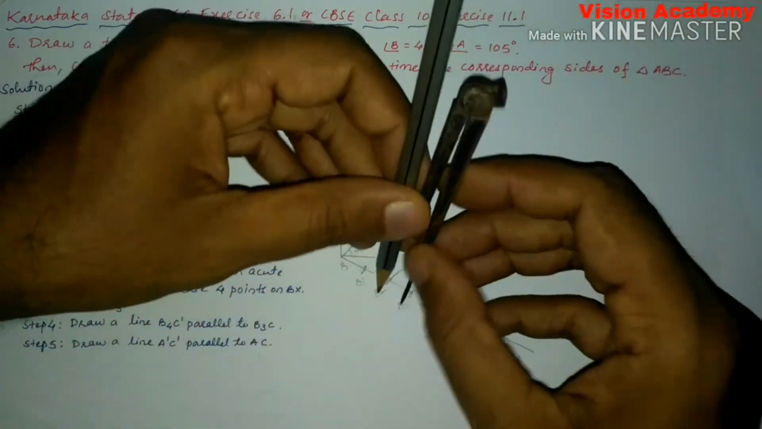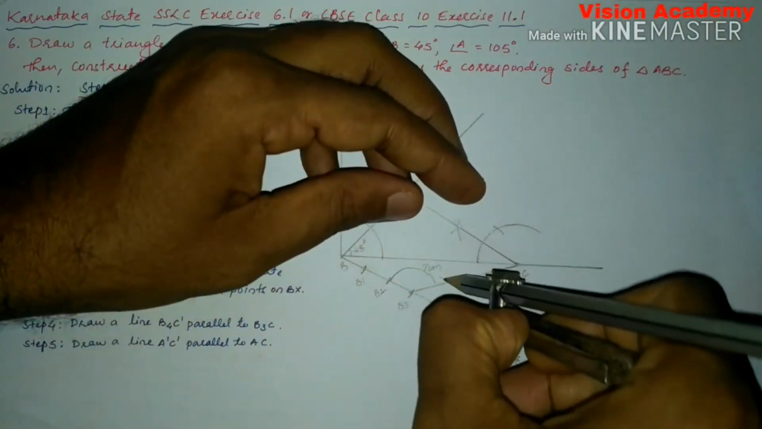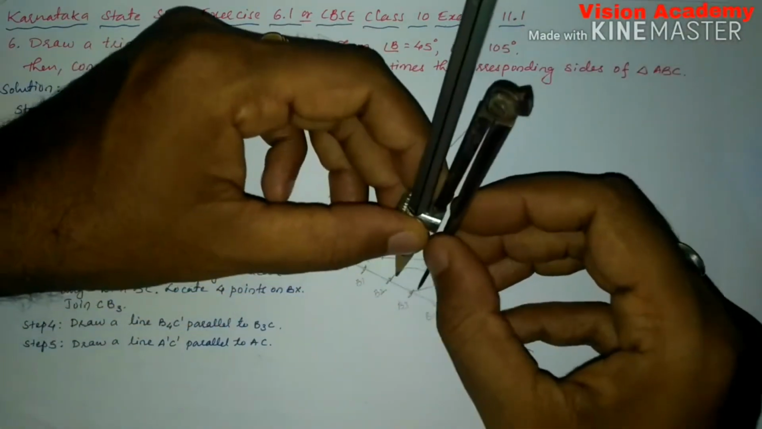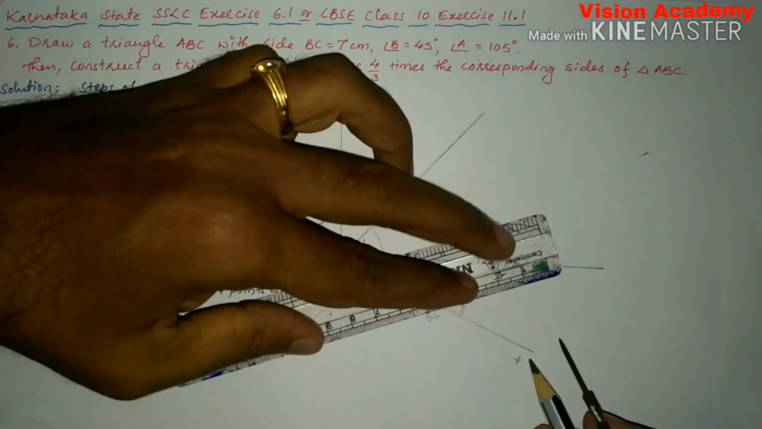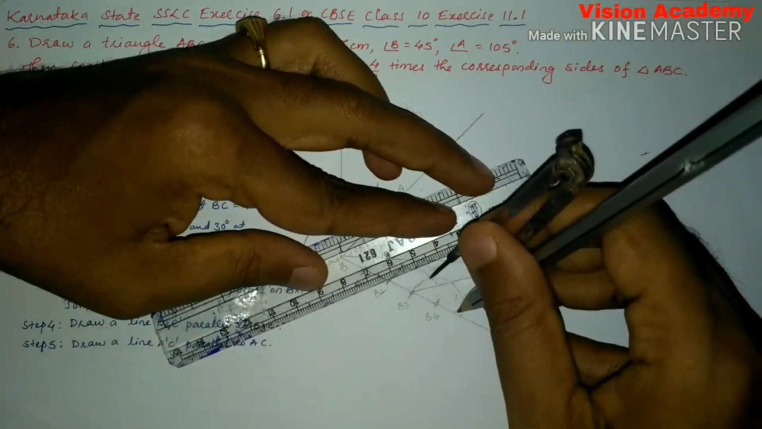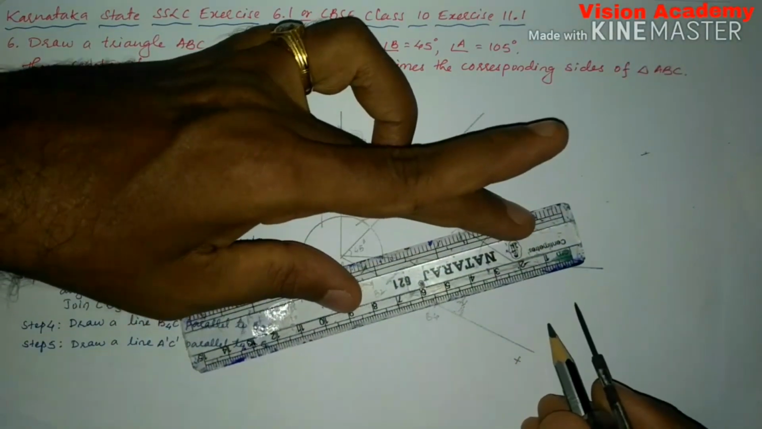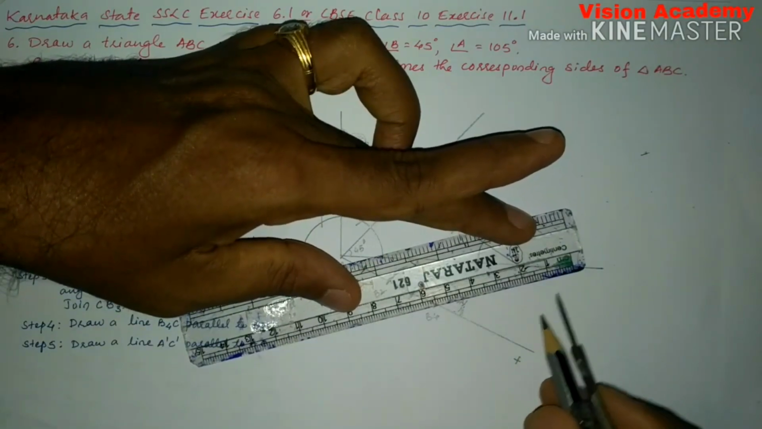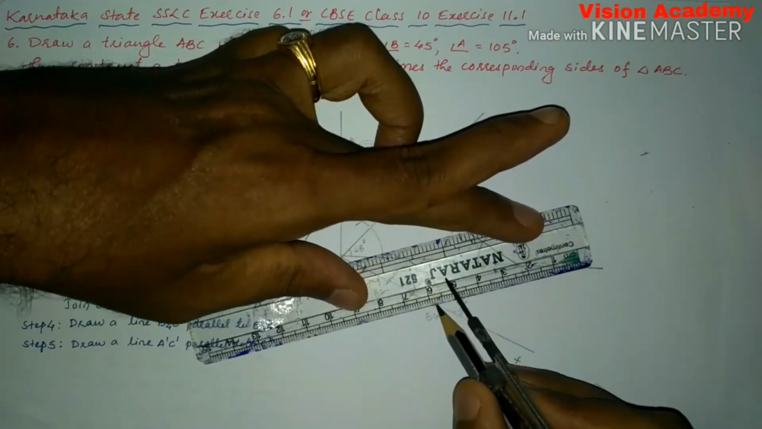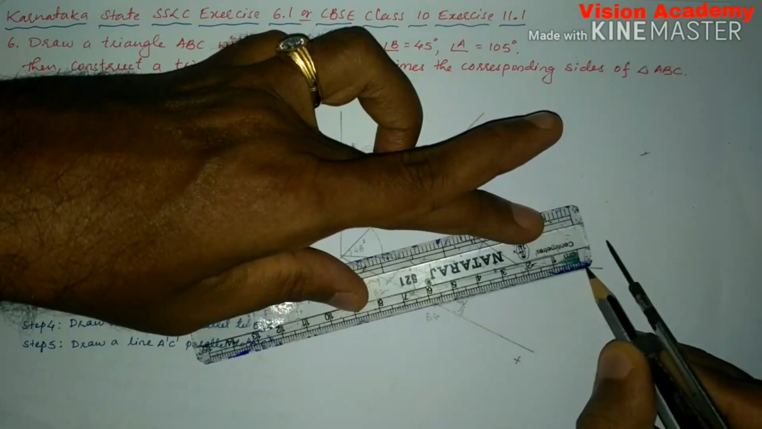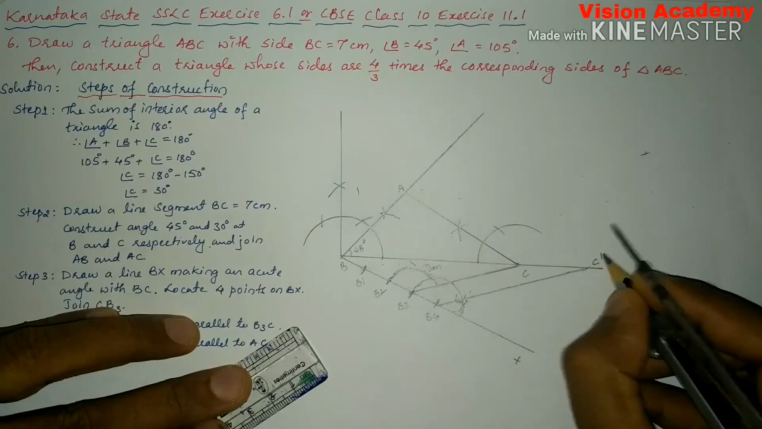Next we'll take the size of this arc. Here we got this point and we are going to join both of these 2 points to form a parallel line. So let us say this one as C dash.